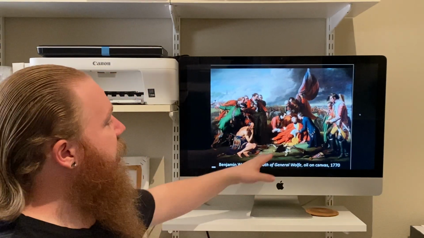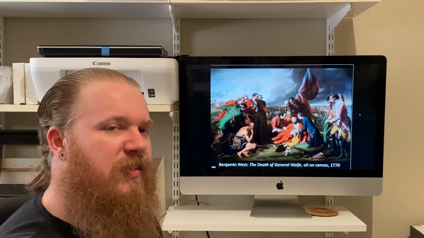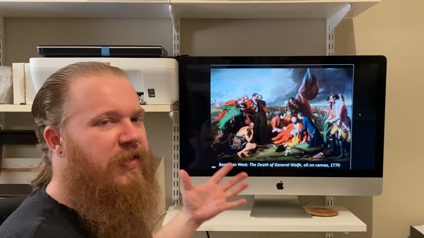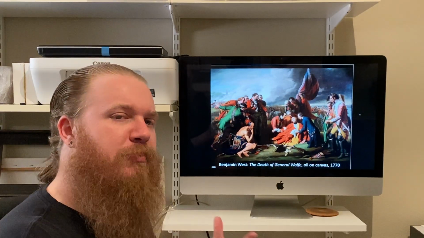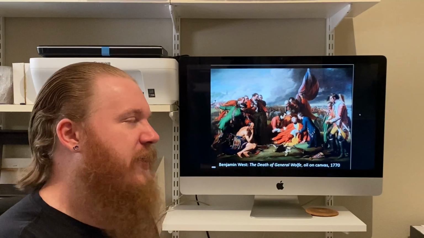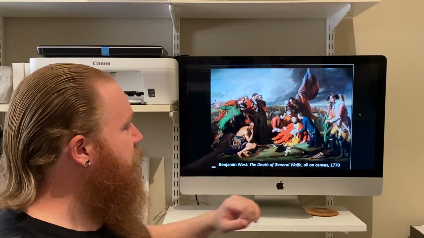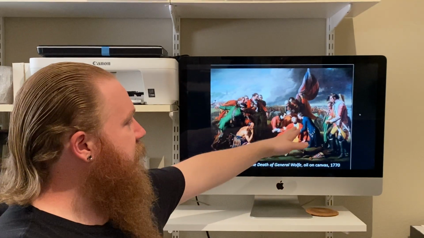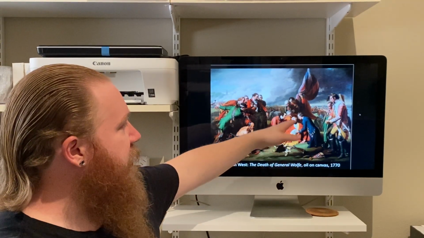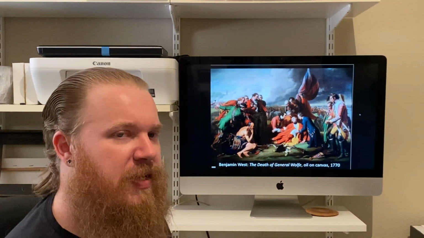But what we see here is an interesting painting in that it's presented to us like a history painting from the time would have been, in this heroic scale, although it depicts contemporary events. So it bridges the gap between history and genre painting, which makes it unique for its time. But we can also see it's meant to commemorate this individual, General Wolfe.